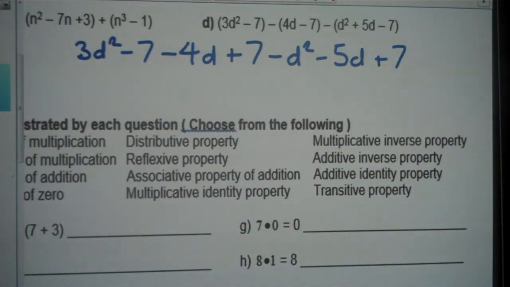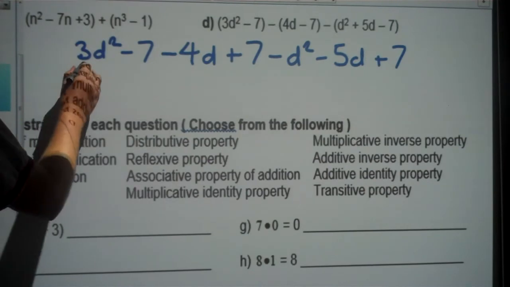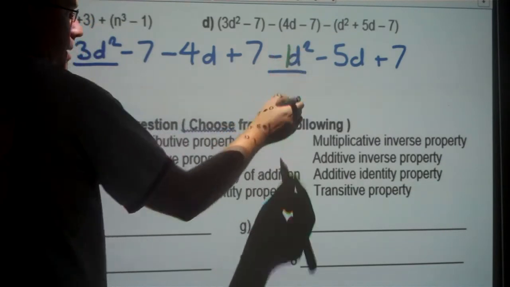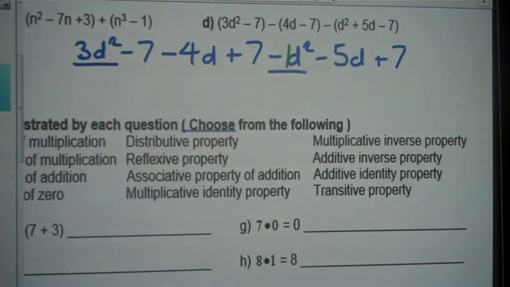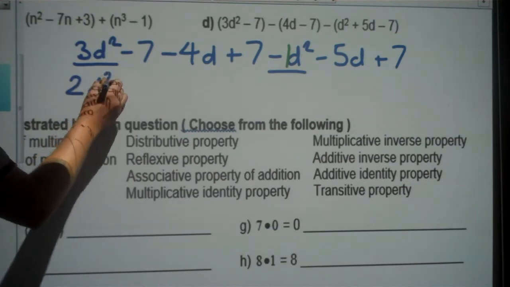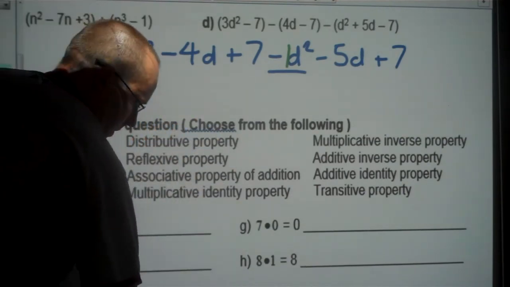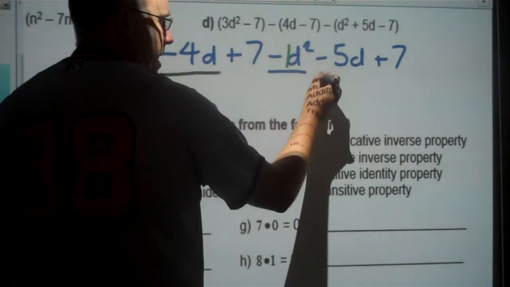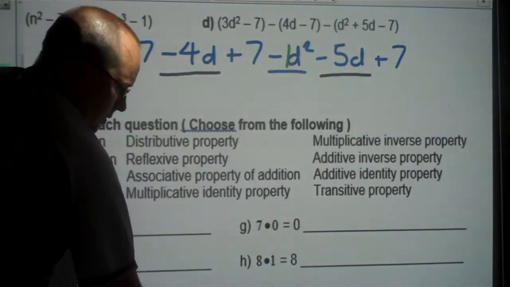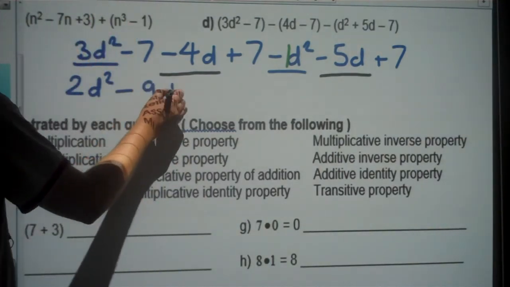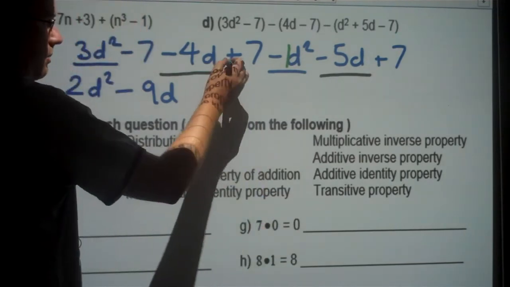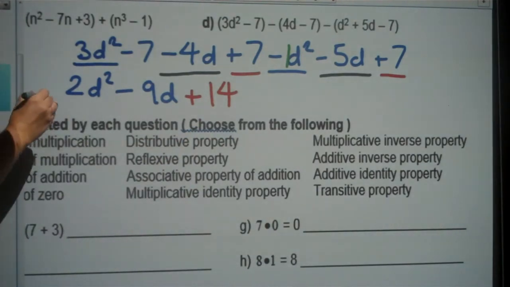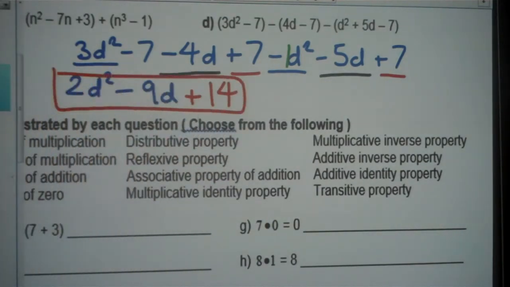Now I can start looking for those like terms. So I can see there's squares in this. So let's see how many squares. I've got 3d squared minus, and I can put the 1 in if it helps me to remember this. So 3d squared minus 1d squared is 2d squared. Let's look at the next terms. I can see d's here. I've got negative 4d, so remember to look at the sign in front. Take away 5d. So negative 4d take away 5d is negative 9d. And then for my last part here, I've got positive 7 plus 7, which is 14. So this would be my answer for that question.